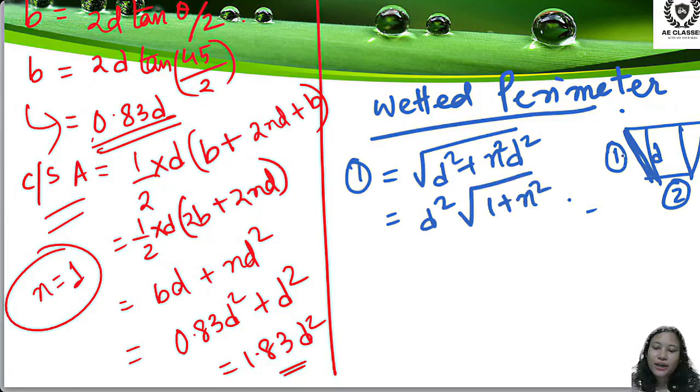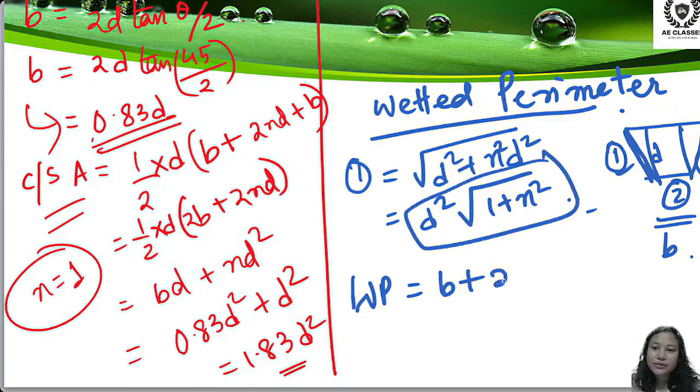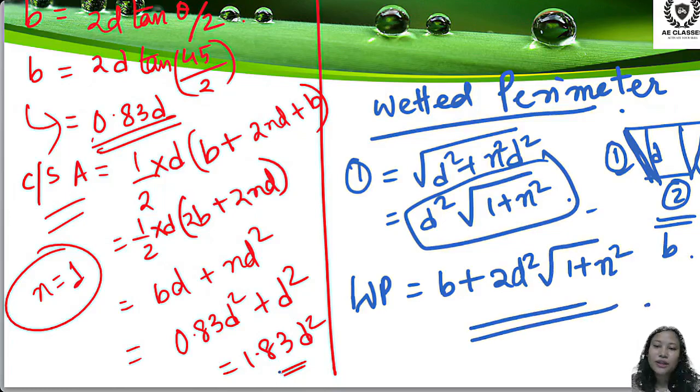Now we have two similar sides, isn't it? So ultimately wetted perimeter will be equal to the base only, b, plus 2 times of this, 2d square root over 1 plus n squared. This is the formula for calculating the wetted perimeter of any value. If in the question b is given or d is given or n is given, this is how you calculate. This is the formula for calculating the wetted perimeter of a trapezoidal section.